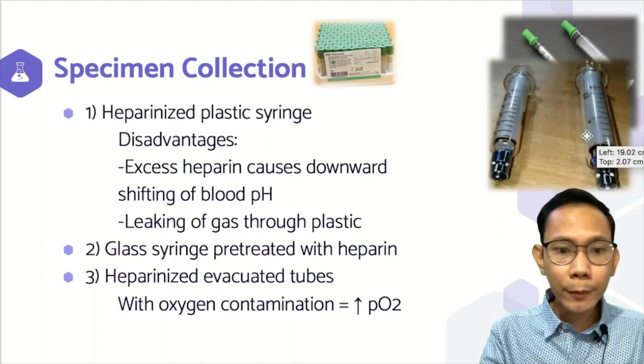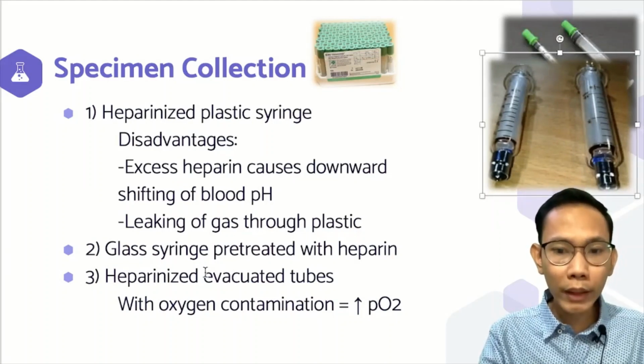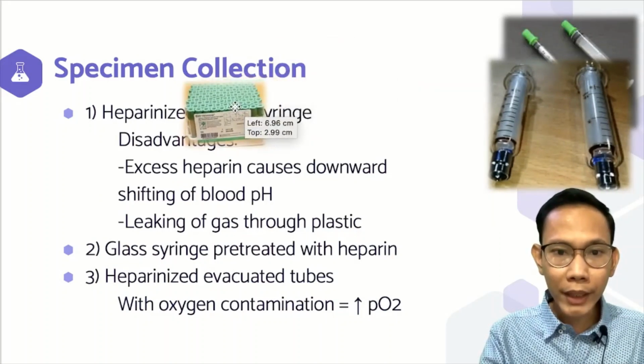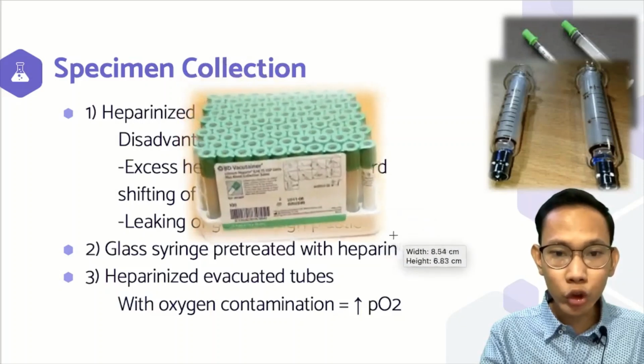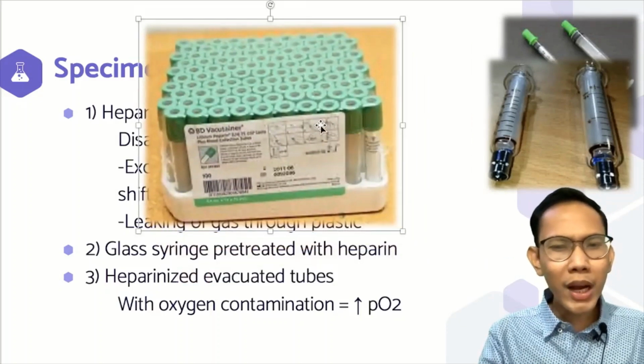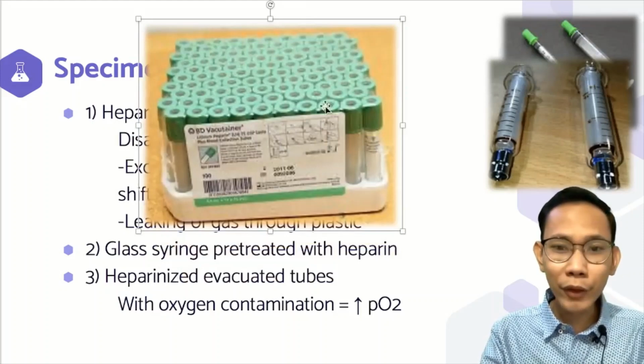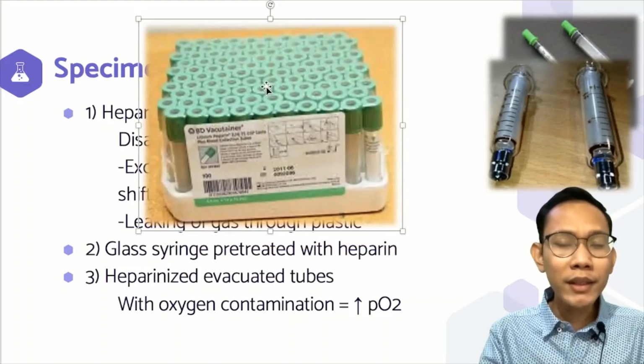Next, we also have your heparinized evacuated tubes. These heparinized evacuated tubes are our green tubes. However, I have not seen them used to collect samples for ABG. It's really the 1cc syringe.